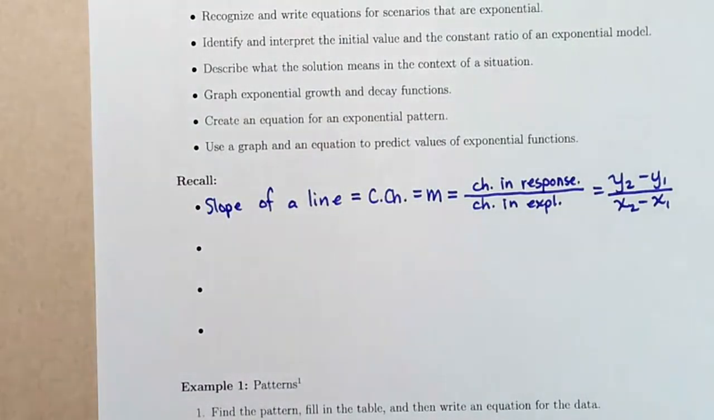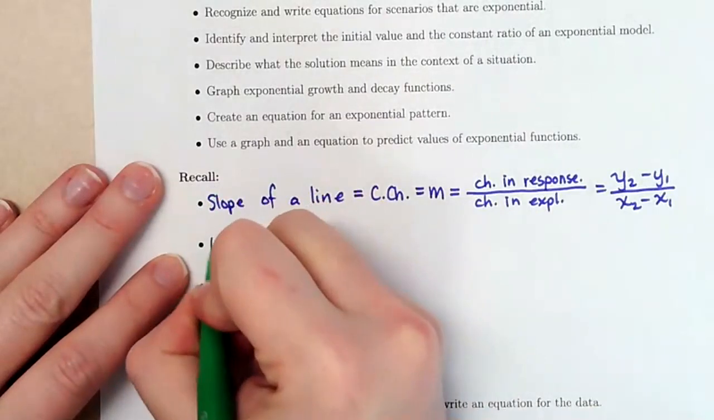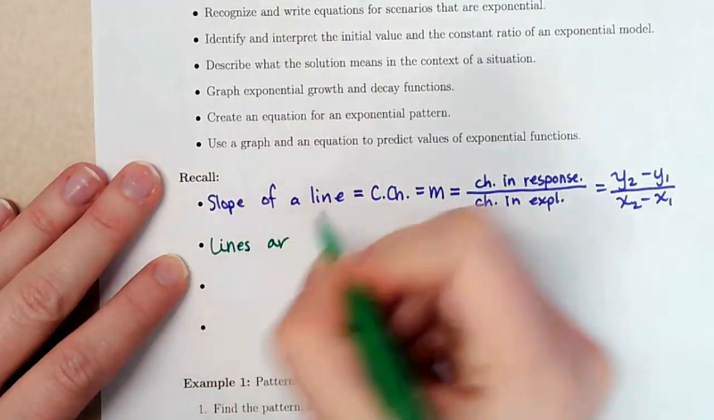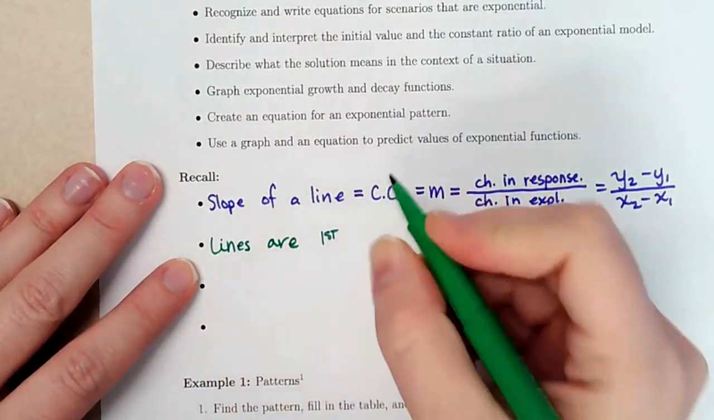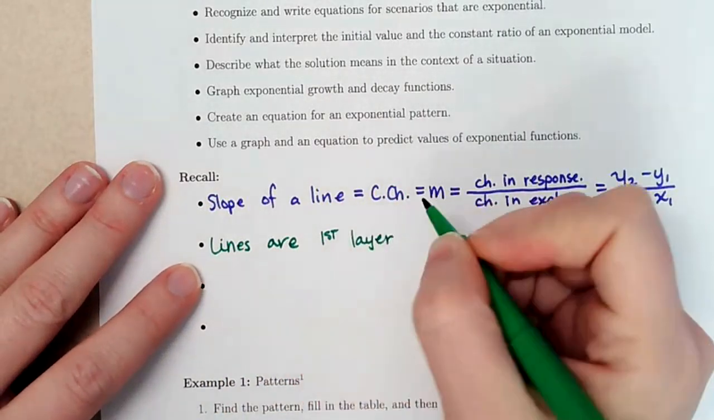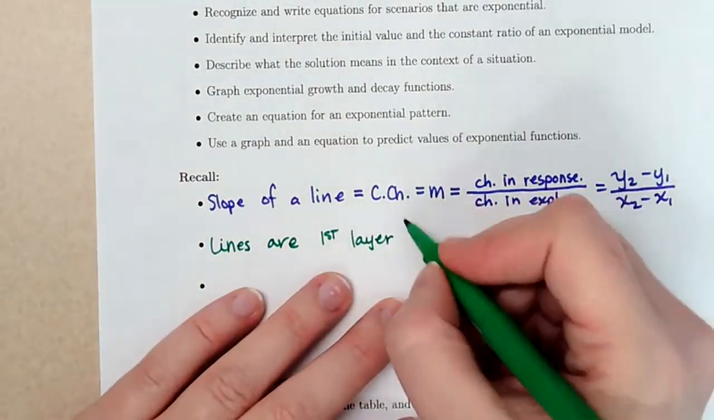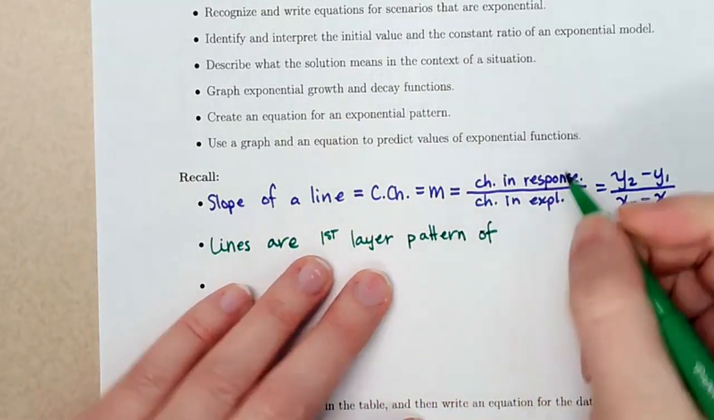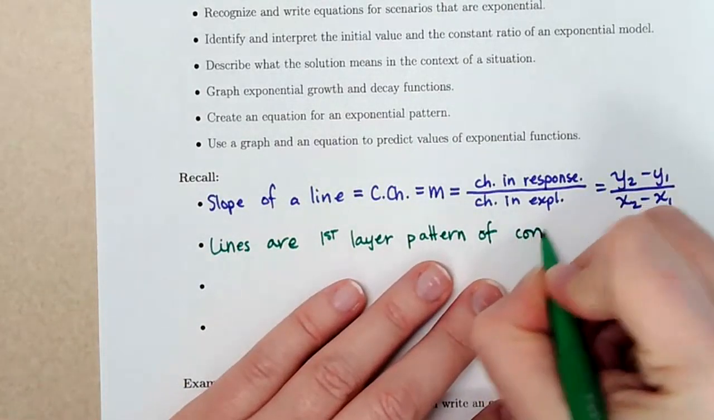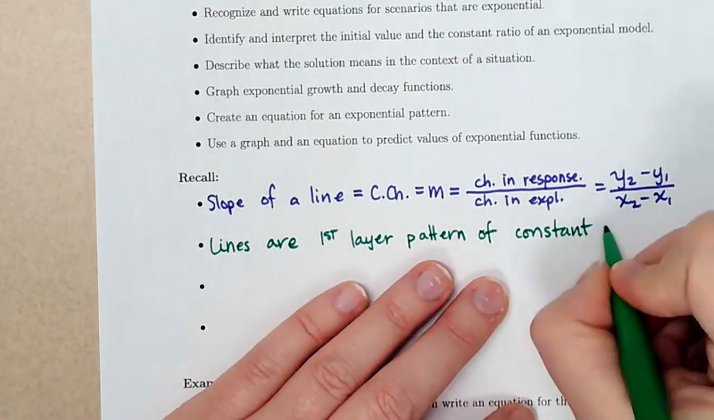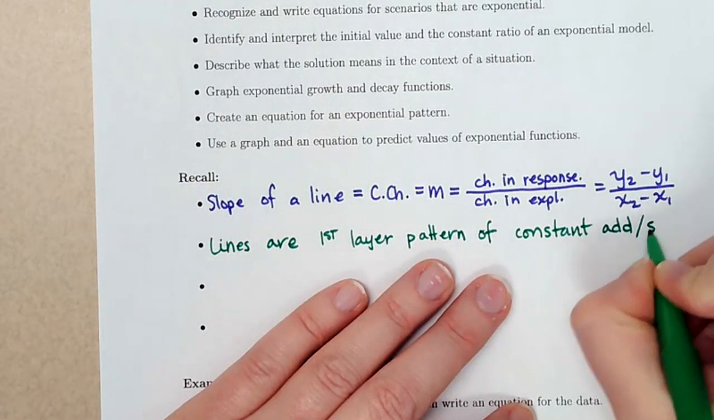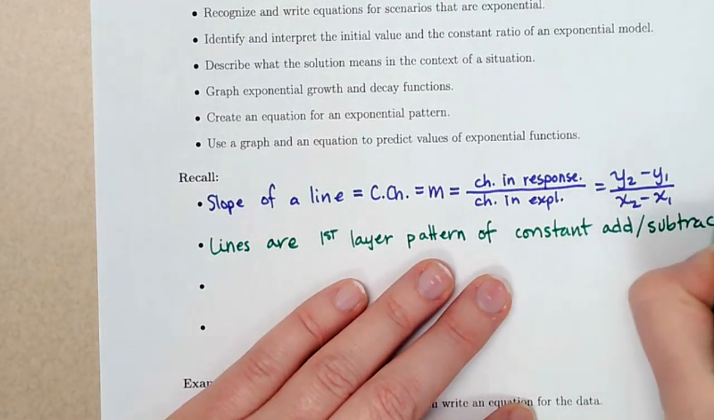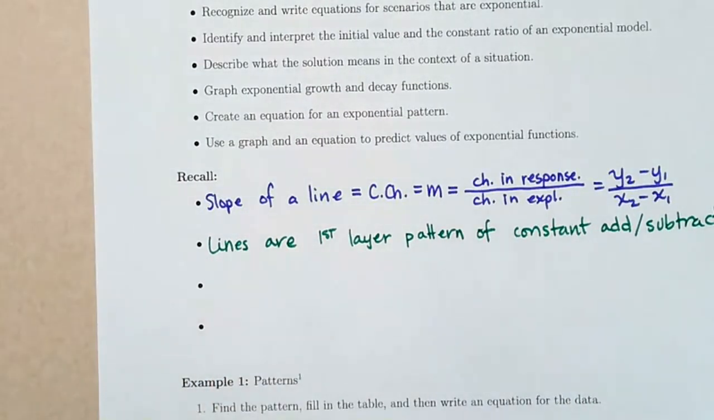I also want to remind us that lines are, I like to call them, first layer pattern of a constant addition, or constant subtraction. You just go down the chart. If there's a constant add or constant subtract, then you know it's linear.